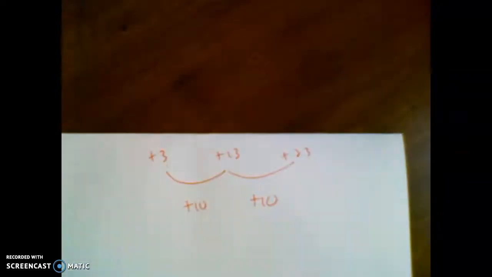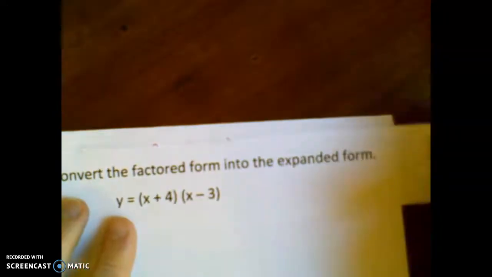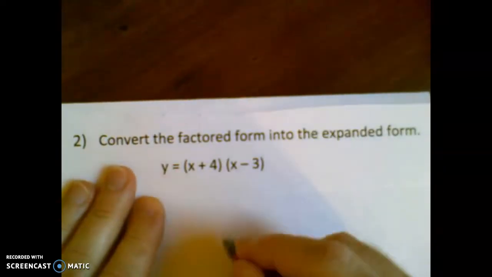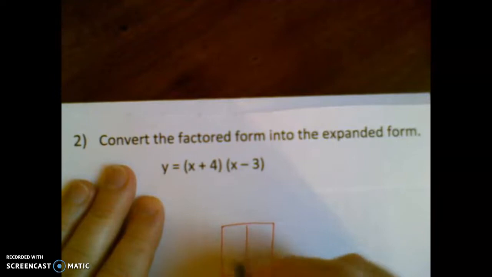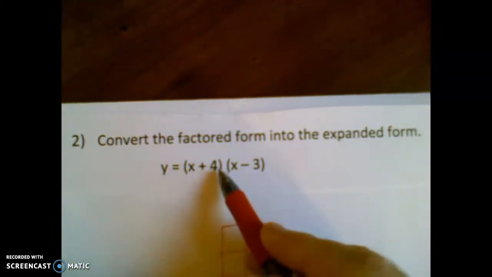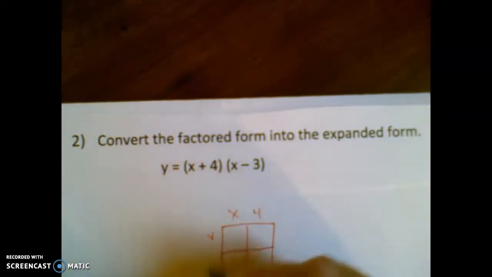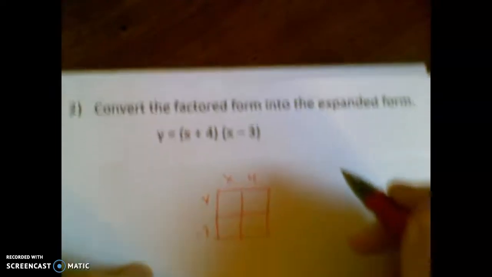Number 2. Convert the factored form into the expanded form. So again, we can use a generic rectangle. And I'm doing a 2 by 2 rectangle because there are 2 terms in the first parenthesis and 2 terms in the second. So x positive 4, x negative 3, and just multiply it out.